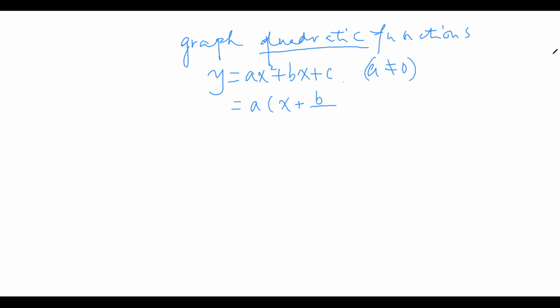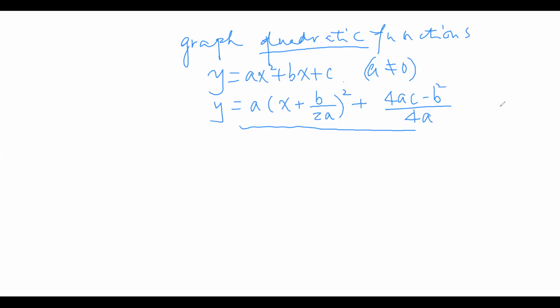So this one will be 2a, and plus 4ac, minus b squared, divided by 4a. Is it correct? So can you guys transform it into this form?